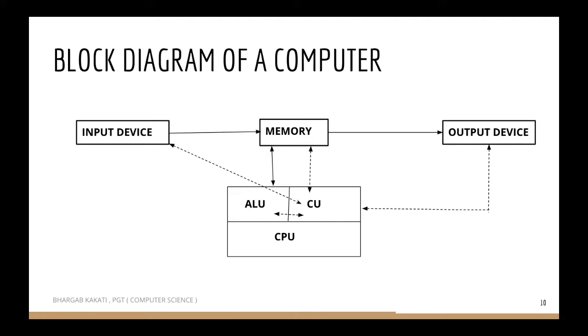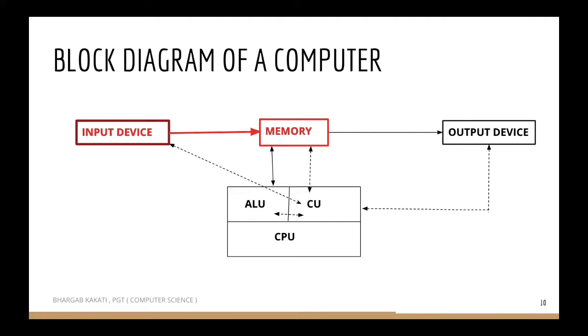Now let's go and see the block diagram of a computer. This is how a block diagram of a computer looks. Many people can draw it in different ways, but these are the components which you will find common in all the block diagrams. Now let's try to understand it. First thing we have is the input device. These input devices are used to send data to a computer, as we have already seen. The data that we send from the input device goes to the memory.